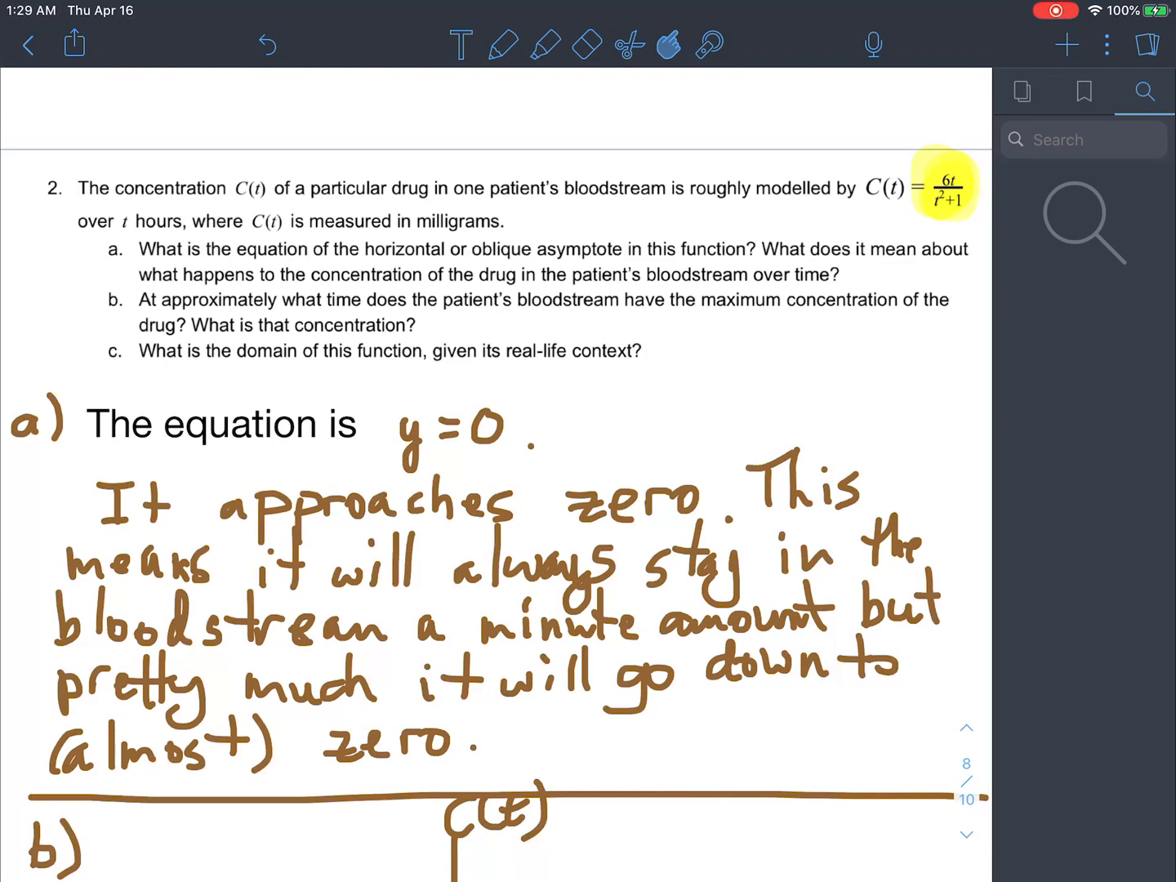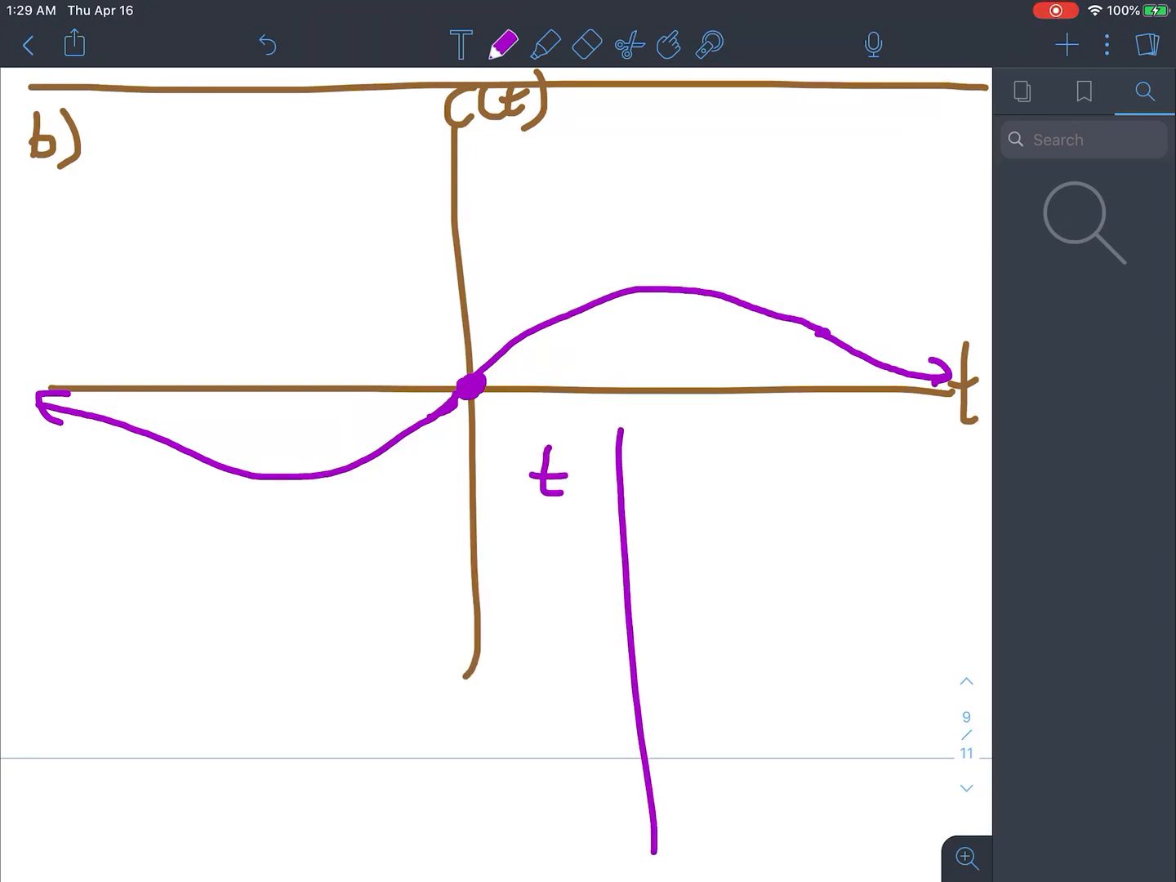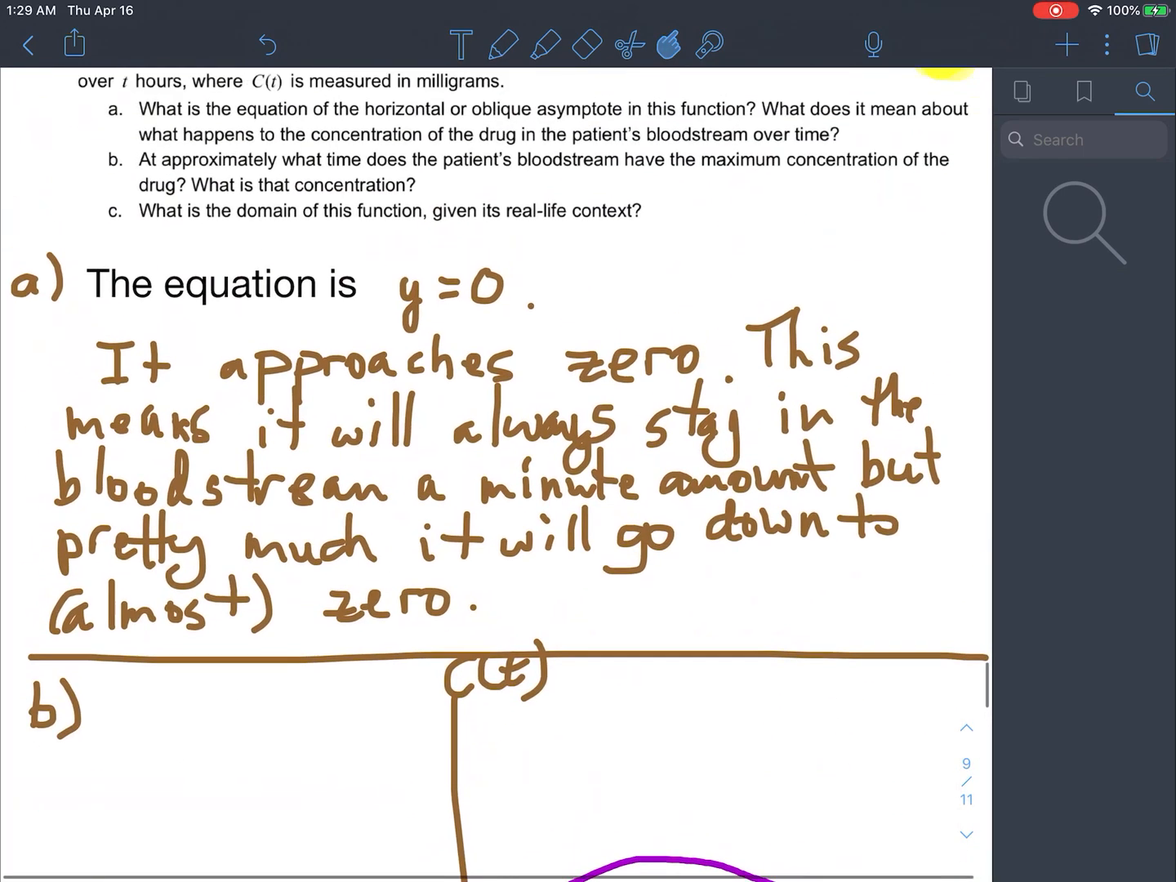At approximately what time does this patient's bloodstream have the maximum concentration? So we have to find out, when is that going to happen? What are these numbers here? Well, let's do a table of values. So we have t, and we get C of t. At 0, we get 0. At 1, let me put the equation in front of us here.